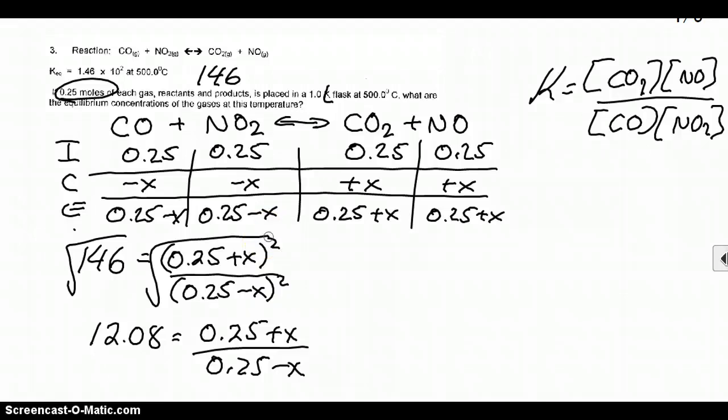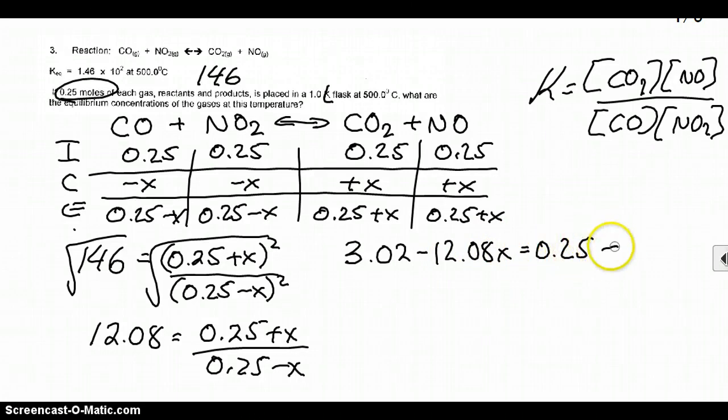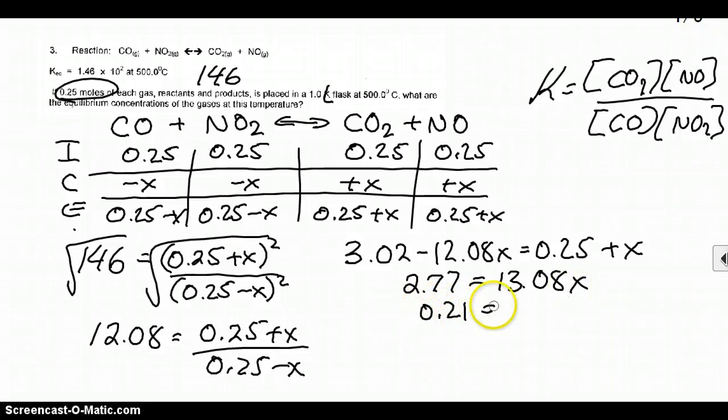Multiplying both sides by the denominator leaves you with the value of 0.32 minus 12.08x is equal to 0.25 plus x. We'll then move all the x's over to one side, move the numbers over to the other side. That will be collecting like terms. 2.77 is equal to 13.08x, which means 0.21 is equal to your x.